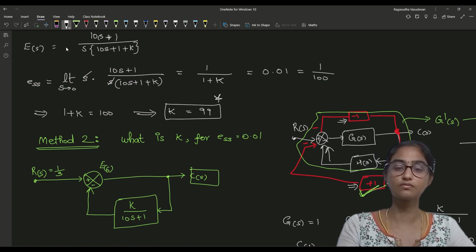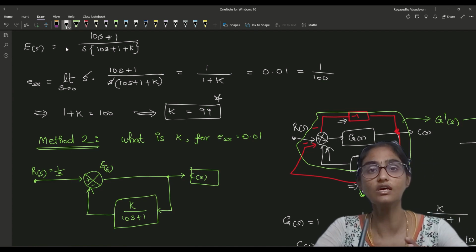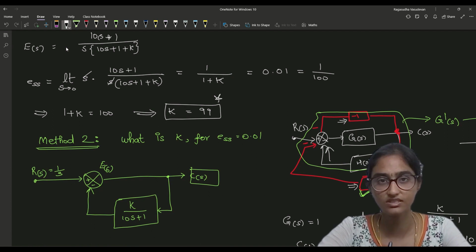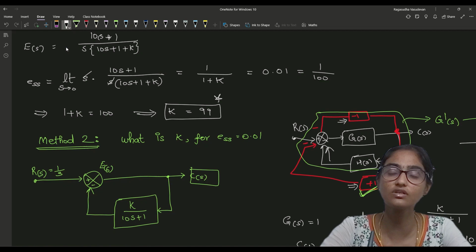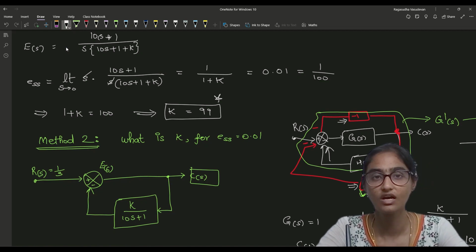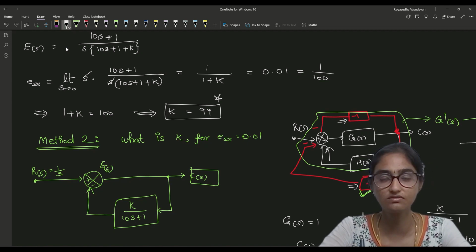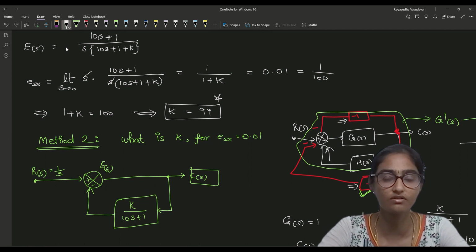So we have now seen how to find out the steady state error of a non-unity feedback system. You can choose among these two methods. You can understand each one of them and see whichever is easy for you, you can go ahead with that.